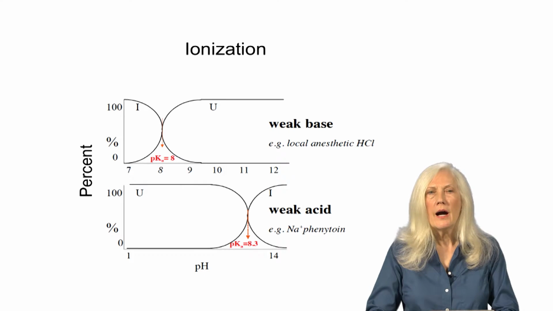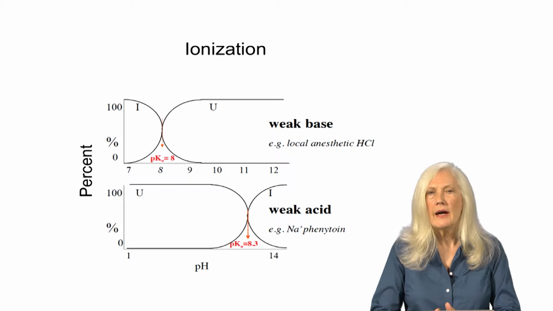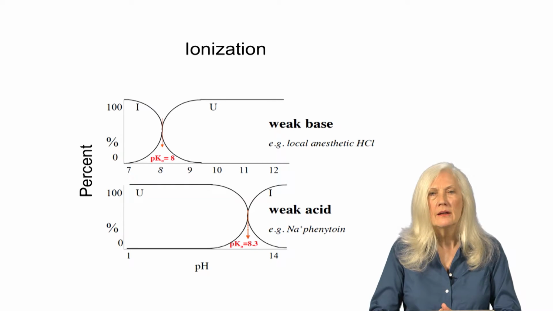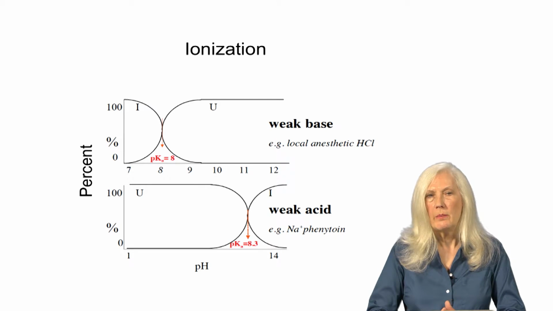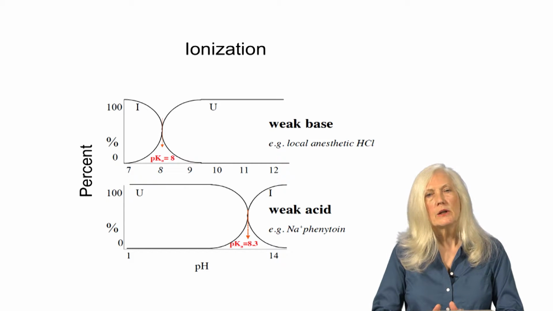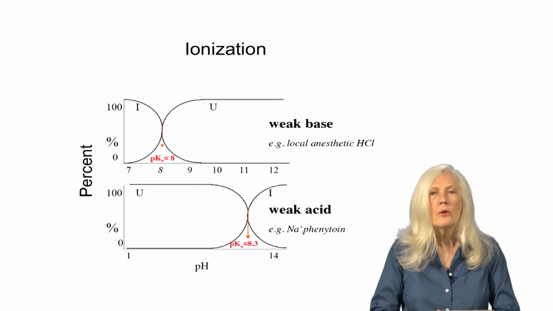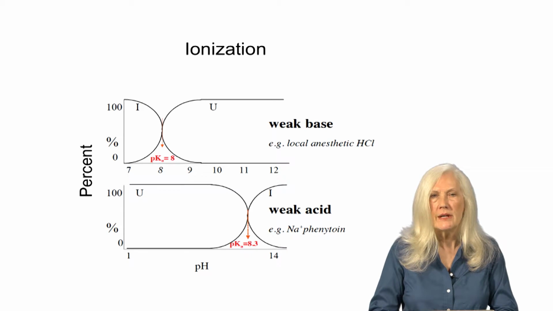To illustrate our drug's ionization status at different pHs, we'll compare the ionization of a weak base on the top to that of a weak acid, shown on the bottom of this slide. The x-axis shows the pH from 7 to 12 for a weak base, or from 1 to 14 for a weak acid. Remember that a low pH is acidic, whereas high pH is more basic. The y-axis shows the percent of the compound that's in the ionized state from 0 to 100%.